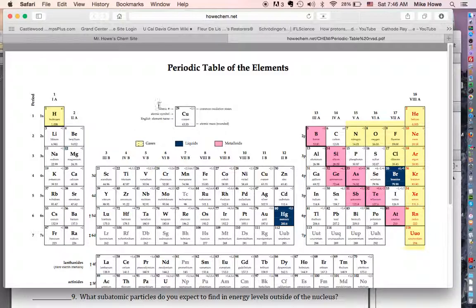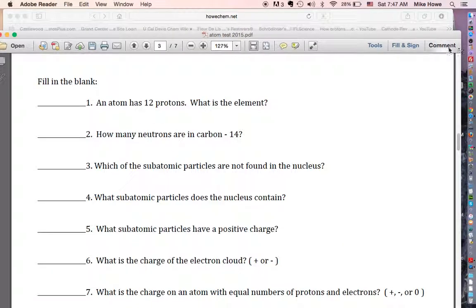Notice that's the atomic number. This is the key over here. It tells us the atomic number is always in the upper left-hand corner, and the atomic number is the number of protons. So the answer to that was Mg.